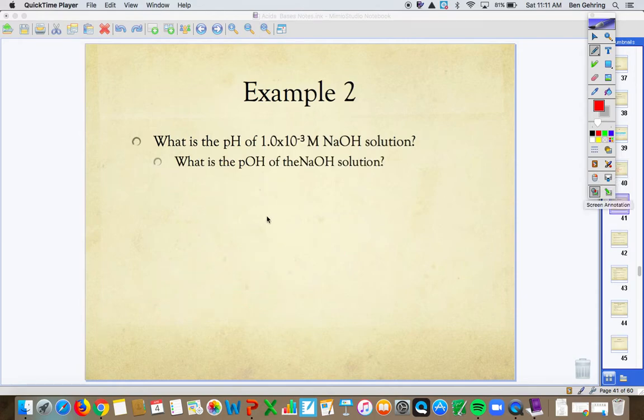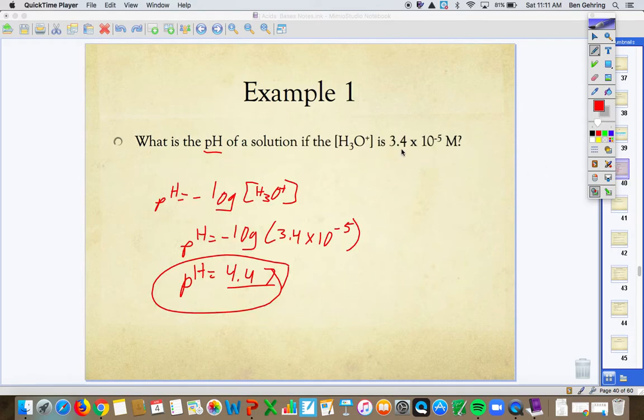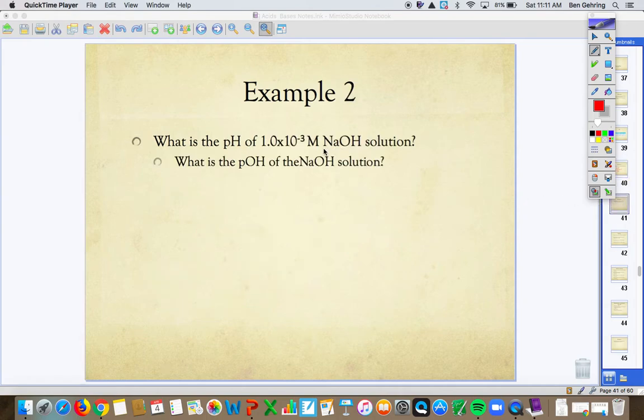Another example. I want to know what is the pH of a 1.0 times 10 to the minus 3rd molar sodium hydroxide solution. So here we have to be careful. On the last one, I told you the hydronium concentration. On this one, I told you the concentration of sodium hydroxide. So I know that if I have sodium hydroxide and I put it in water, I'm going to get Na plus and OH minus.